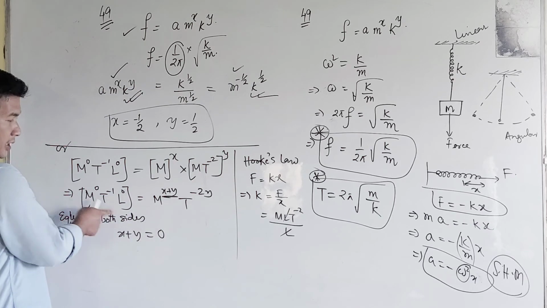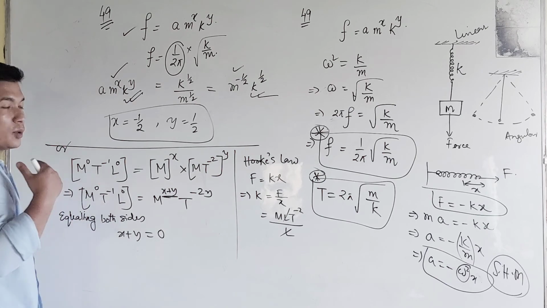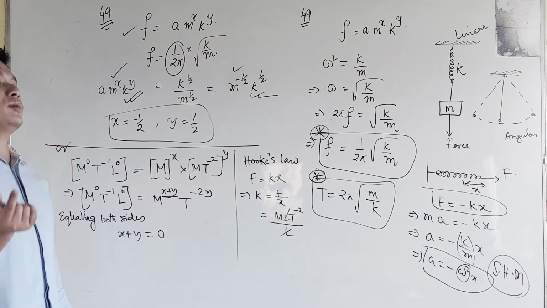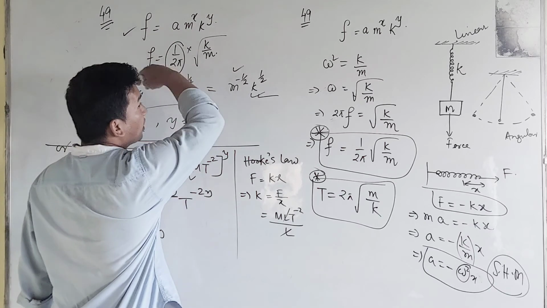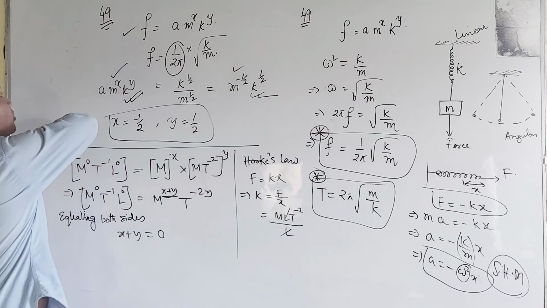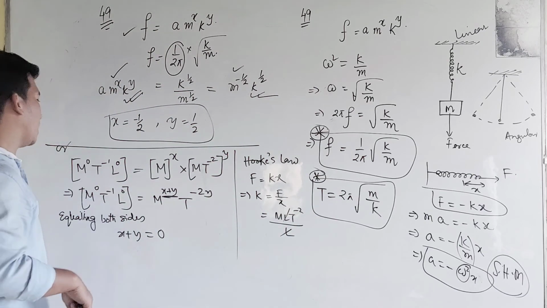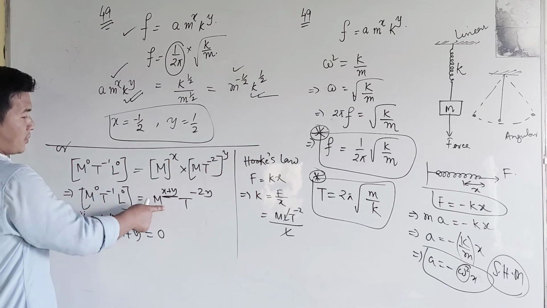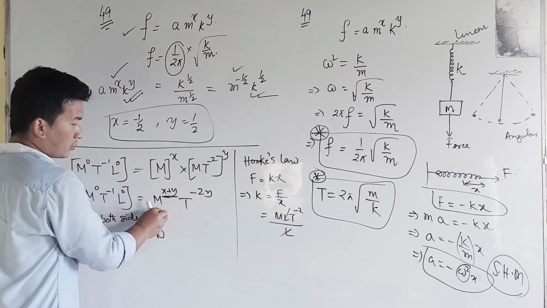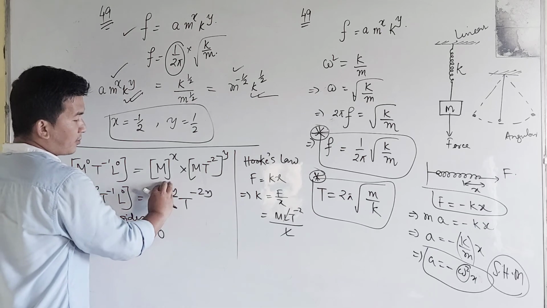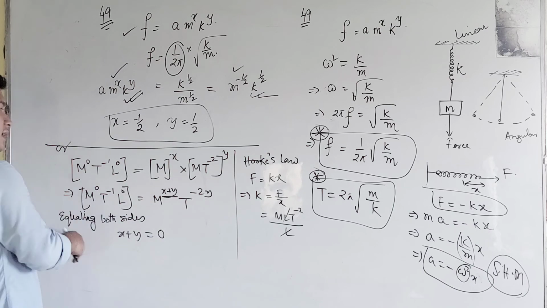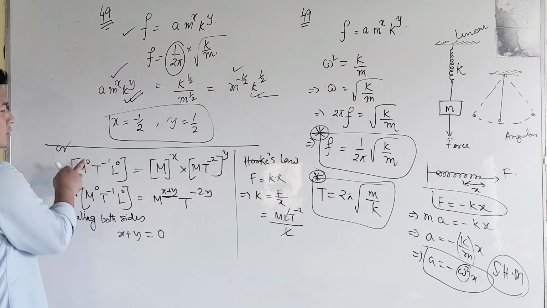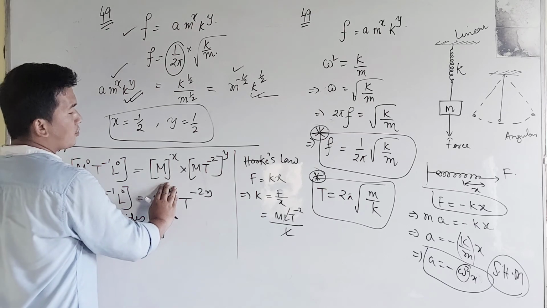Why? The principle of homogeneity states that if the physical quantity on the right hand side is length, then the physical quantity on the left hand side must also be length. Like here, for mass there must be 0. If x plus y comes out to be 1, then our equation will be wrong, because on the left hand side, what is the power of mass? It is 0. So x plus y must be equal to 0.